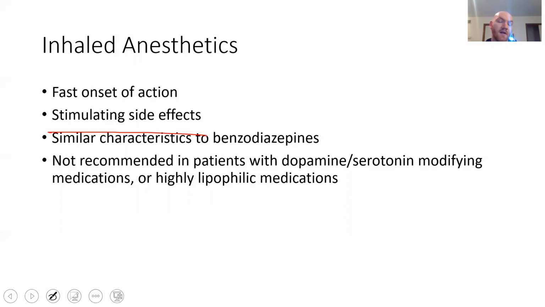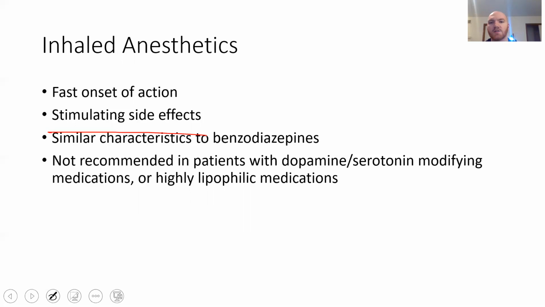These work in a somewhat similar way to benzodiazepines, and I use that loosely. They have a lot of shared effects. They have a little bit different action, but they have similar effects in the end, similar side effects as well. A lot of these inhaled anesthetics' mechanisms are not very well understood. Right now, the common theory is that they disrupt the cell membranes, which then disrupts cell signaling, but it's still a little bit up in the air.